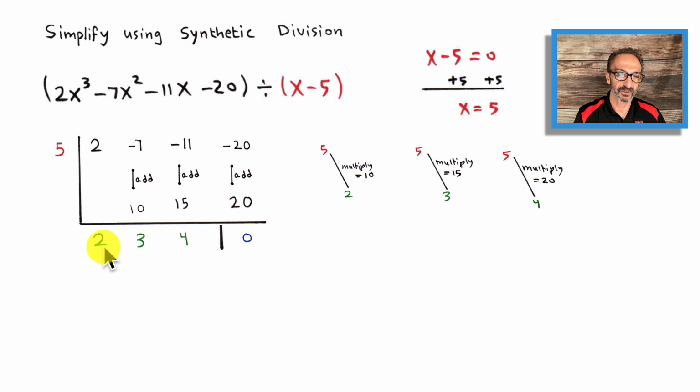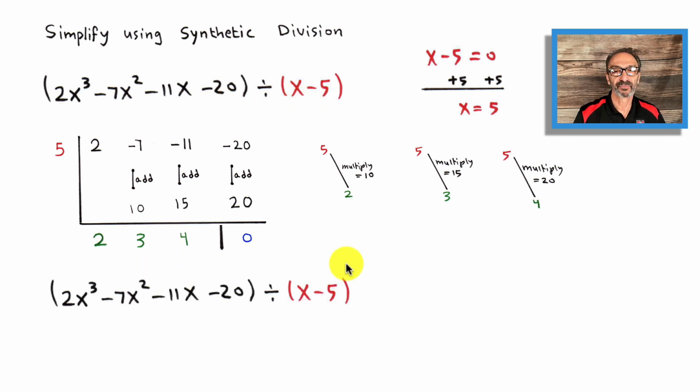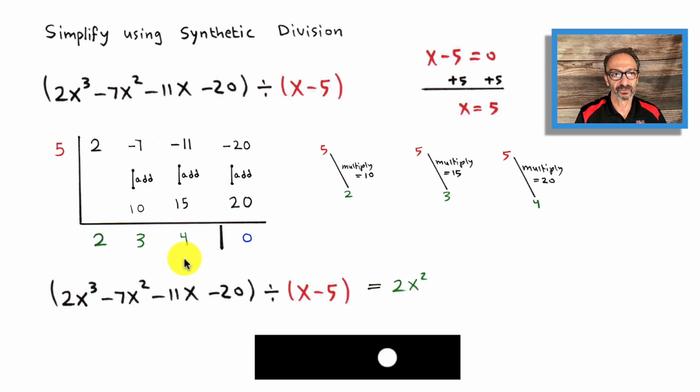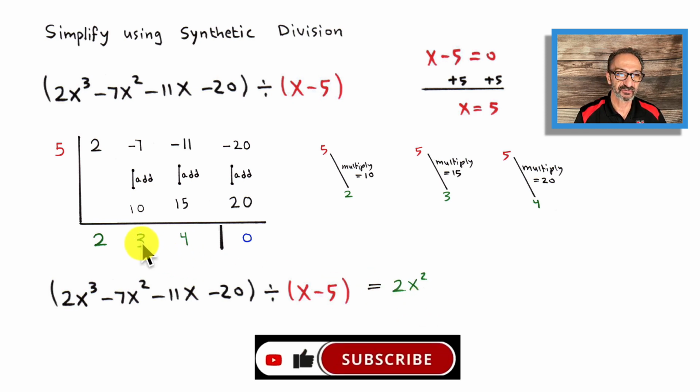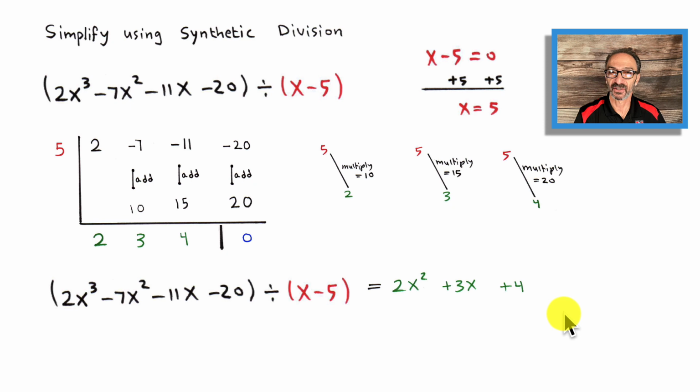Now, how do you write the answer? Well, the answer comes this way. This polynomial divided by x minus 5 will be equal to, take a look at this too, cubic divided by first degree will be second degree, and that represents my second degree. If you start from the right side, that's the constant, that's the first degree, that's the second degree. So we have 2x to the second, we have 3x to the first, we have the constant 4. That should do it.